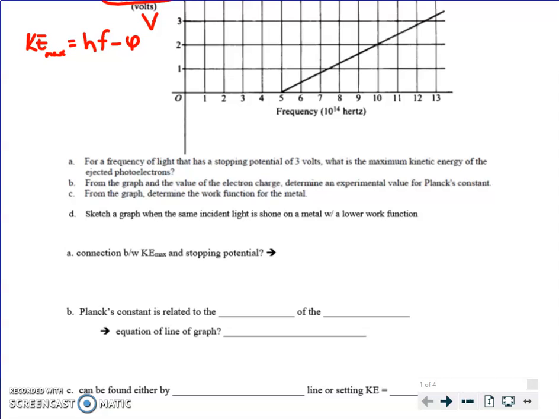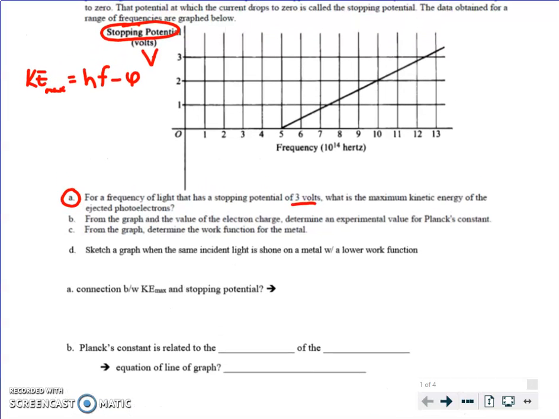Okay, so this is again from an old AP problem. So in A, we want to know, for a frequency of light that has a stopping potential of 3 volts, what is the maximum kinetic energy? Well, obviously we don't have kinetic energy on there, so it's hard to use this equation directly because we don't know the work function. And they didn't give us the frequency. They said for a frequency of light that has a stopping potential of 3 volts. So stopping potential is associated with that energy. So how you do this one is you simply go over to where the stopping potential is 3 volts and you see where it intersects the line. Okay, and we can see what frequency is associated with that.